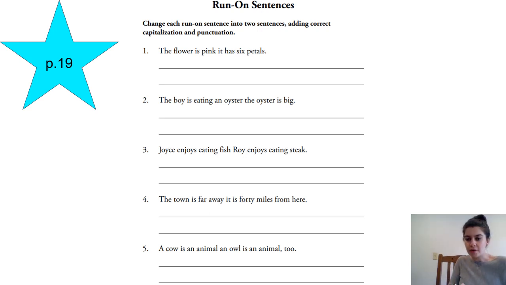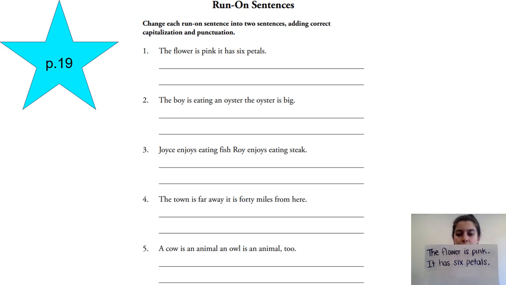Next, you want to start with another capital letter and add the rest of what they were telling us. The next thing they were telling us was it has 6 petals. So I'm going to write a capital I. It has 6 petals. Period at the end. Go ahead and write that on your paper.